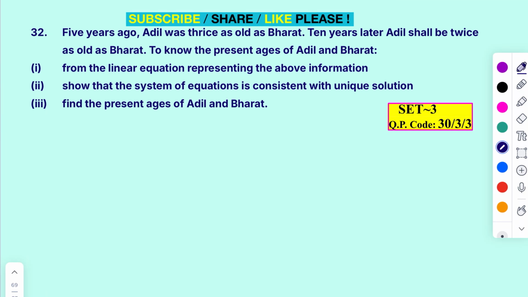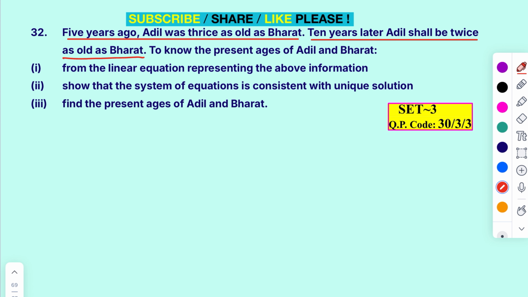5 years ago, Adil was thrice as old as Bharat. 10 years later, Adil shall be twice as old as Bharat. To know the present ages of Adil and Bharat, first we have to form the linear equations representing the above information. This is the first question. There are two statements. One is 5 years ago, Adil was thrice as old as Bharat, and second is 10 years later, Adil shall be twice as old as Bharat.